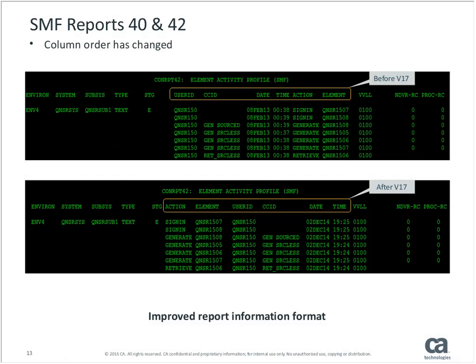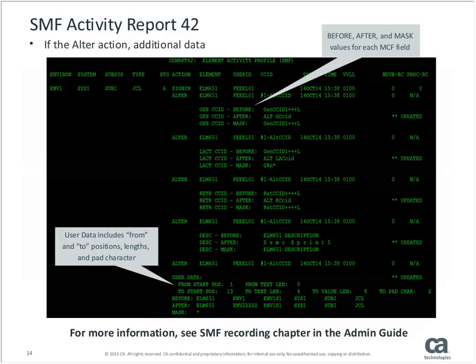The element activity profile report was just reorganized a little bit in the sense of the sequence, where the most important information, such as the action and the element, was moved over to the left and the user, CCID, and the date and time to the right. So the information is still there. It's just been reorganized to provide a more meaningful way to get that information across. In the element activity report, for the alter action, this is brand new. It will show the before and the after in the masking that was specified in the replace clause of the alter action.